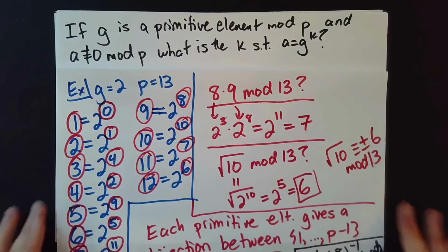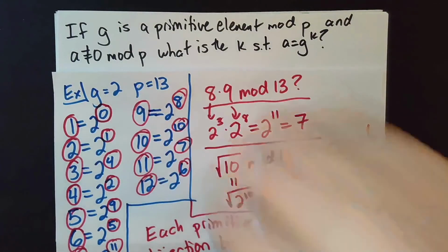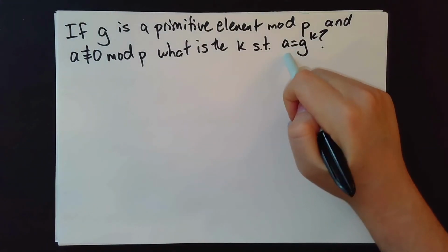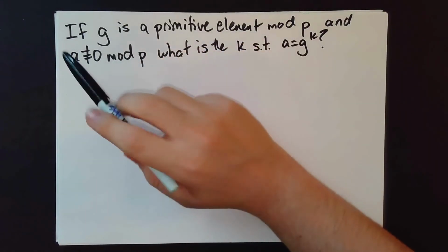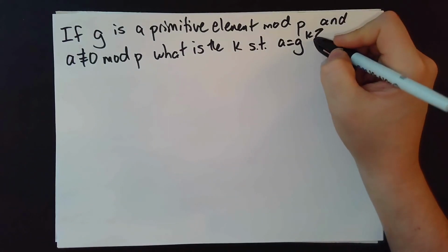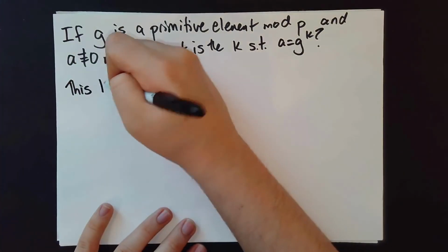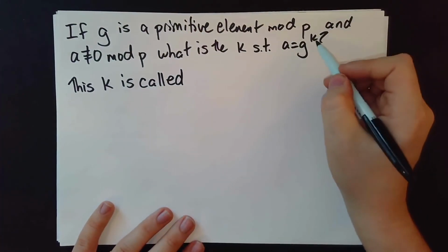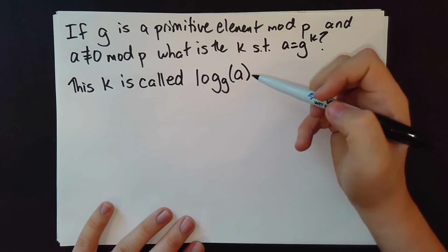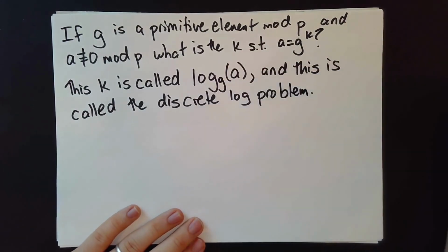Now, for the mod 13 example, we answered this question by force. We just listed every power of 2 and then recorded what power of 2 matched with what element. But you might not want to list everything, and you might still want to make this translation. That is, you want to translate from the element mod p back to a power of g. Because if you already know g is a primitive element, then you know there is such a thing. So this k is called, and this is exactly the notation you would guess, the log base g of a. This is exactly what log base something means for integers or real numbers or whatever. And this is called the discrete log problem.